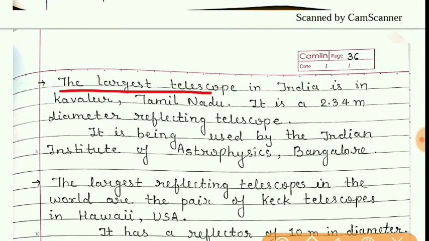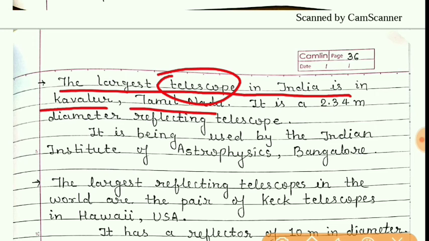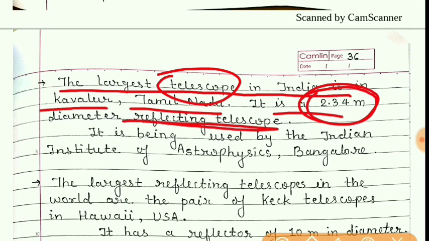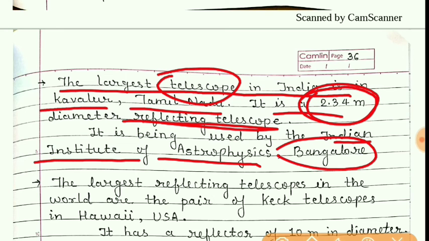The largest telescope in India, which telescope? Reflecting telescope, is in Kavalur, which is in Tamil Nadu. Its diameter is about 2.34 meter, and it is a reflecting telescope. This telescope is used by the Indian Institute of Astrophysics at Bangalore.